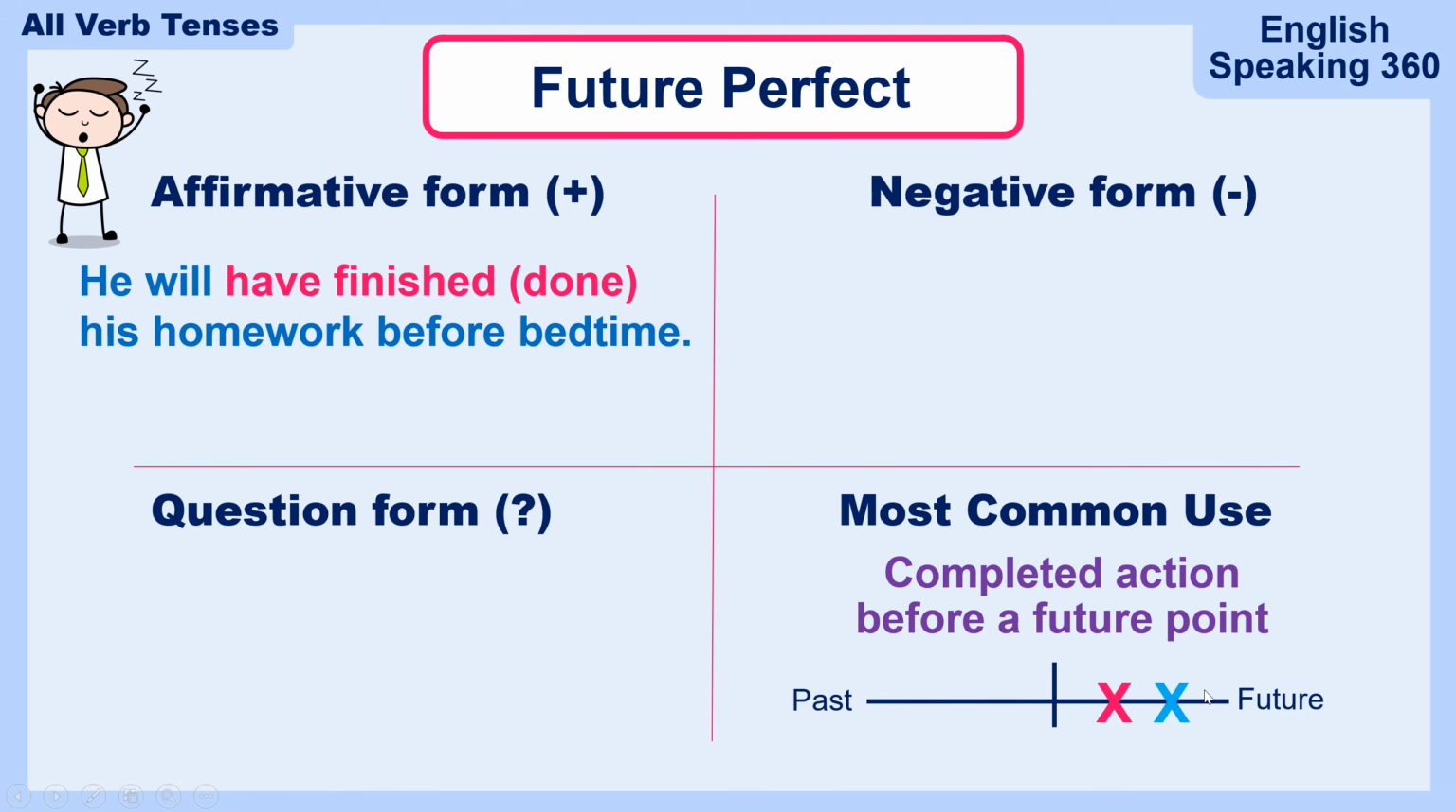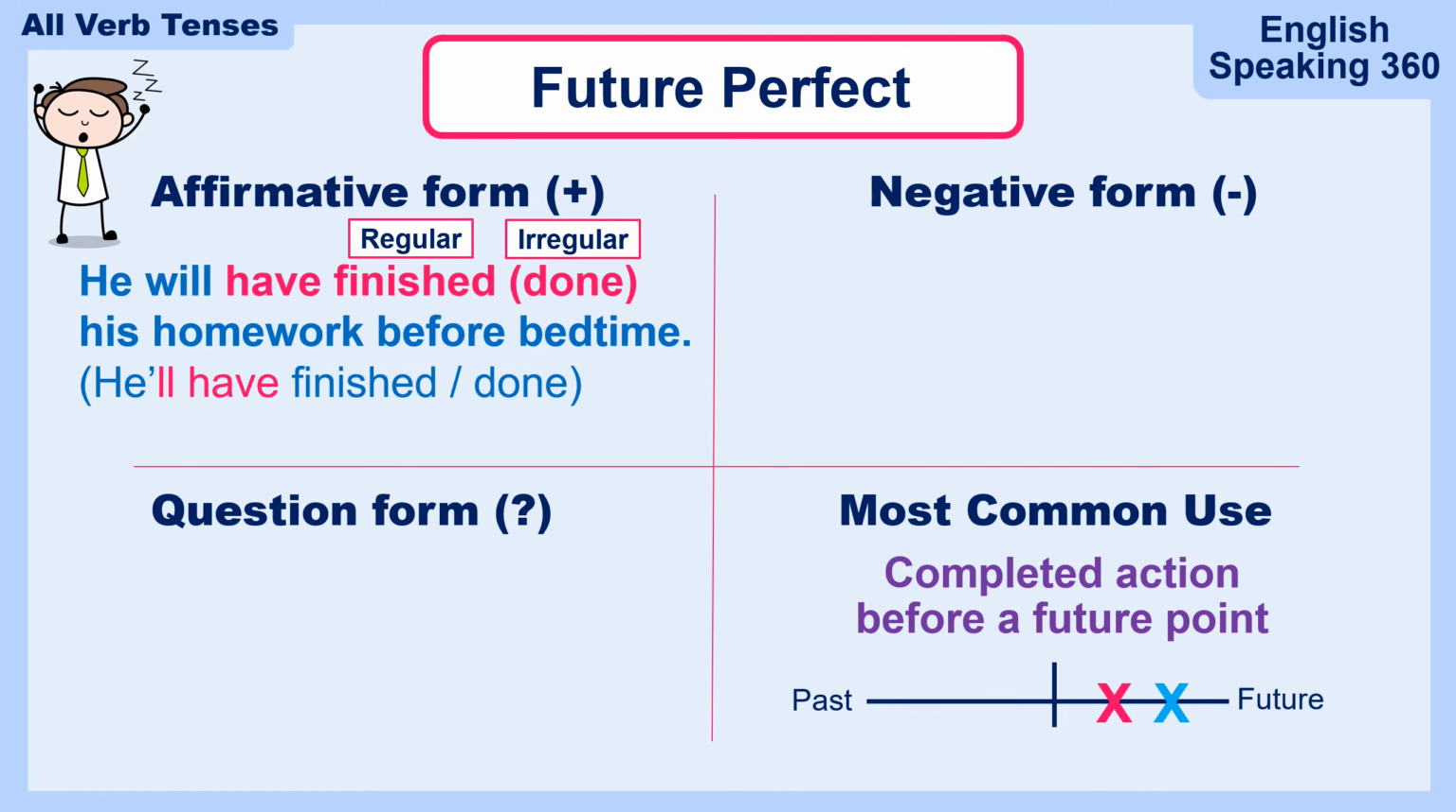One is an action. The second one could be an action or just a time or a specific point in time. Bedtime, for example. Finished is a regular verb, whereas done is an irregular verb. You can also say, he will have done his homework before bedtime. If you want to use a contraction, you can say, he'll have finished his homework. He'll have done his homework. Once again, all the pronouns are the same.